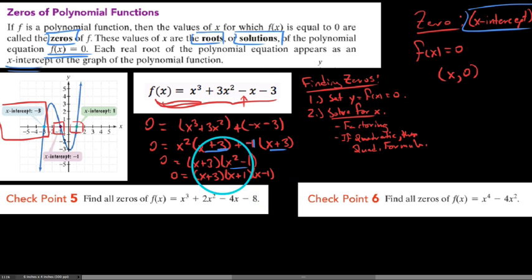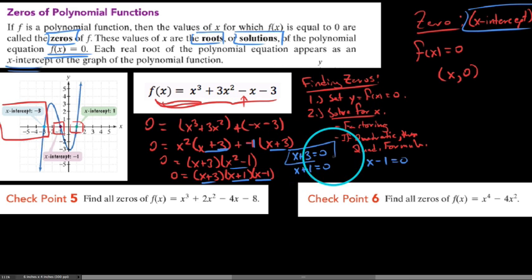We say here's our factored thing, and because this times this times this equals 0, then we say either x plus 3 equals 0, or x plus 1 equals 0, or x minus 1 equals 0. And without showing my work here, you can see how solving this you get x is -3, and that was an x-intercept on the graph. We just had to set y equal to 0 and go solve for our x-intercepts here.